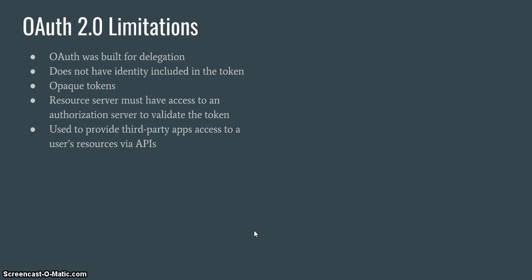So what are some of the limitations, right? It's built for delegation. OAuth 2.0 is built for delegation, and there isn't really a concept of identity included in the token. So you really need something else like JWTs if you want to really understand or have knowledge of the end user identity.